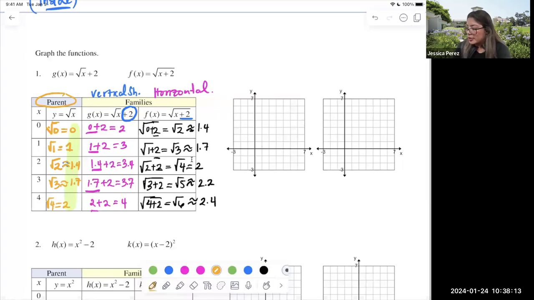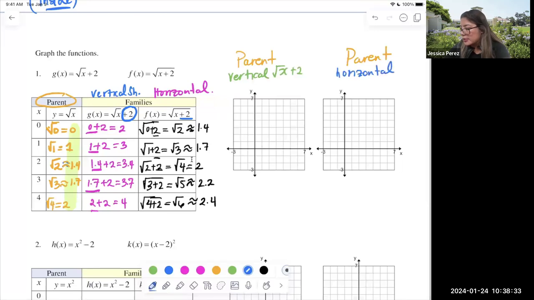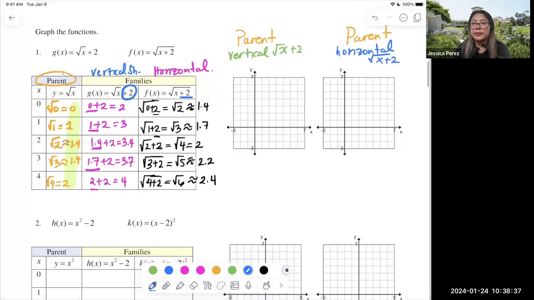So what we're going to be doing is graphing. I'm going to graph my parent function on both of these. And then here I'm going to do the vertical shift, the square root of x plus 2. And then on this side, I'm going to do the horizontal shift, which is the square root of x plus 2 on the inside. All right.